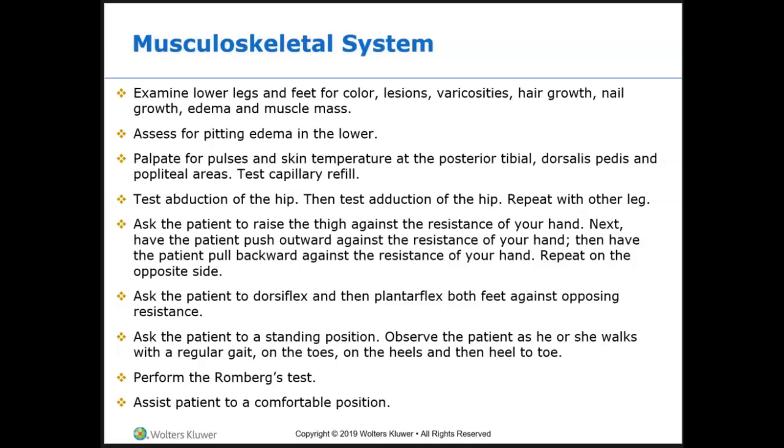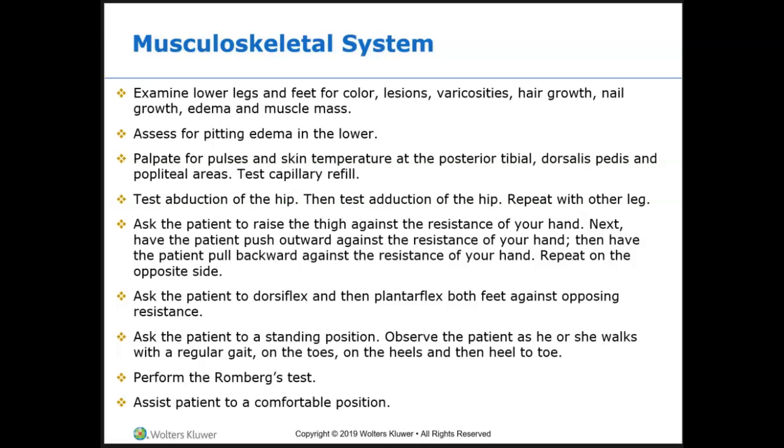You're going to examine the lower extremities. You're going to inspect the legs and the feet for color, lesions, viscosities, hair growth, nail growth, edema, muscle masses. You're going to assess for pitting edema in the lower extremities by pressing a finger into the skin, right? At the pretibial area and dorsum of the foot. If the indentation remains in the skin after the fingers have been removed, pitting edema is present.